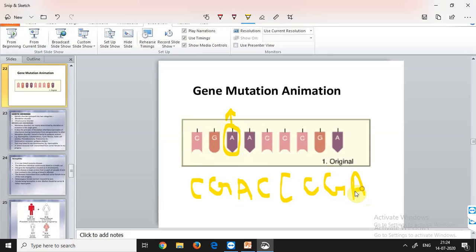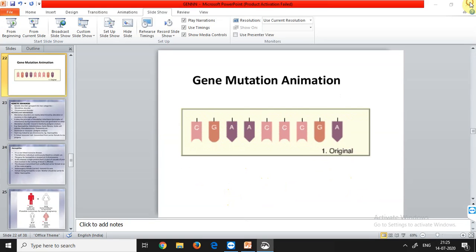What was the frame before? This, this, this, this and this. Okay, now the frame changes. This is the same, but now this is no more the same. This should be the original frame, but now the frame changes, and now AC are together, and in the original set it was AA. So this is how it can affect the frame of the DNA. This was your frame shift mutation.